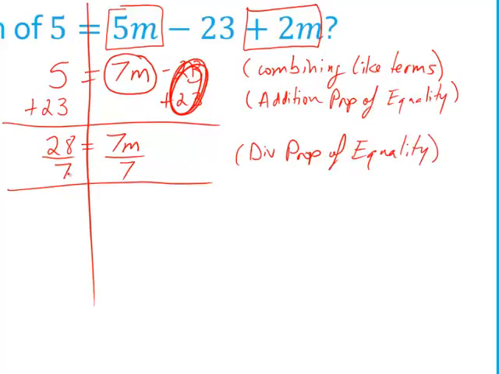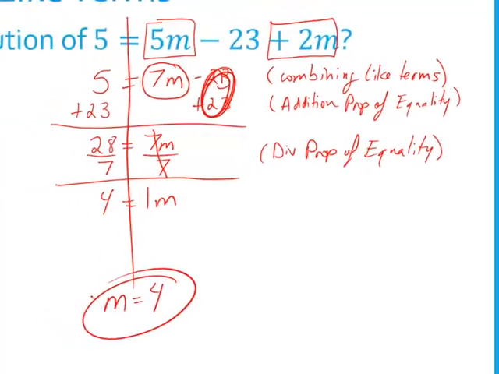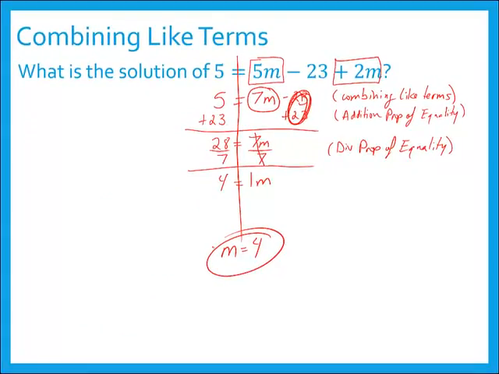So 28 divided by 7 is 4, and that equals 7 over 7 becomes 1, so put a 1 through it, so equals 1m. And so then your solution is going to be m equals 4. That's it. Next.